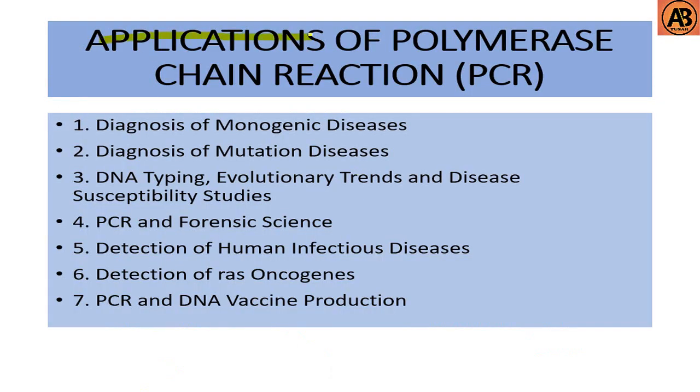What are the applications of polymerase chain reaction? Here we can see some general applications of PCR, that is diagnosis of monogenic diseases, diagnosis of mutation diseases, DNA typing, evolutionary trends and disease susceptibility studies, PCR and forensic science, detection of human infectious diseases, detection of ras oncogenes, PCR and DNA vaccine production, etc. So these are the general applications of polymerase chain reaction.